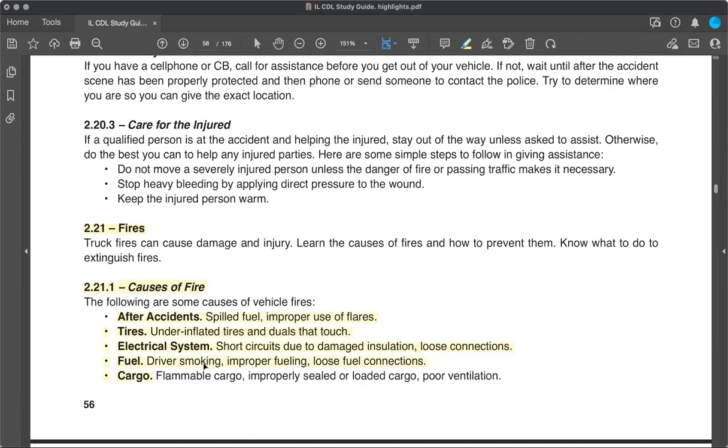Specifically, there may be a question about tires. Underinflated tires, specifically dual tires that touch, when they rub together and create that friction, could create a fire. And then cargo. If you have flammable cargo, if it's improperly sealed or there's poor ventilation, then that cargo could become flammable. Okay. So make note of those 2.